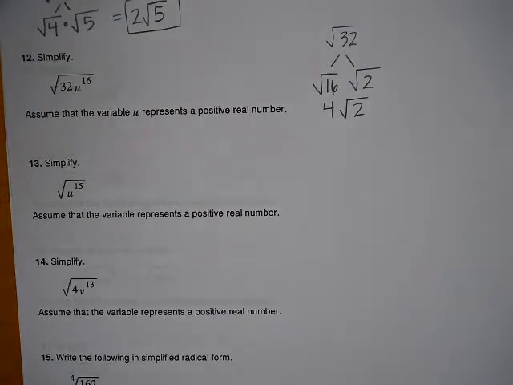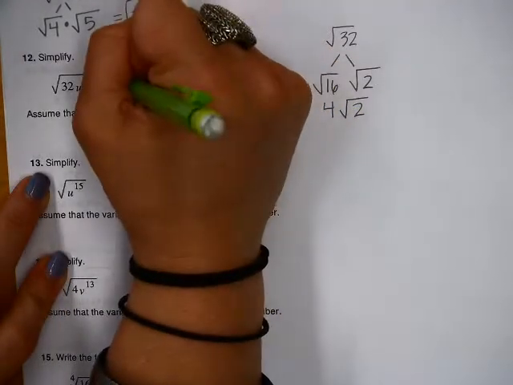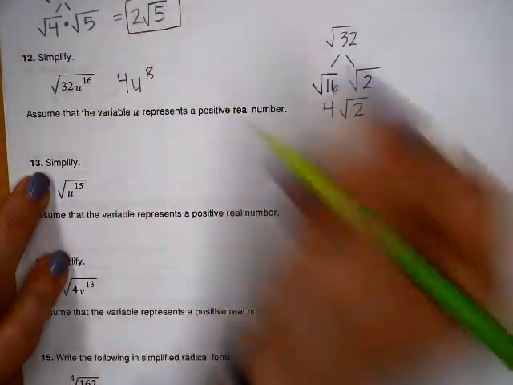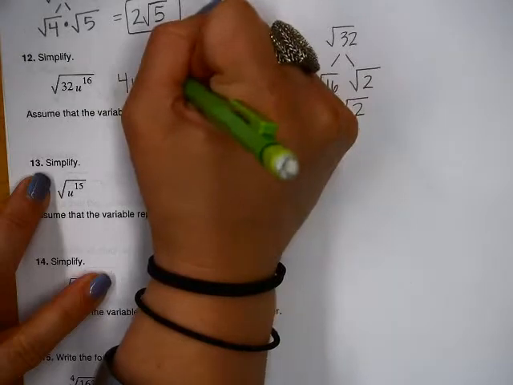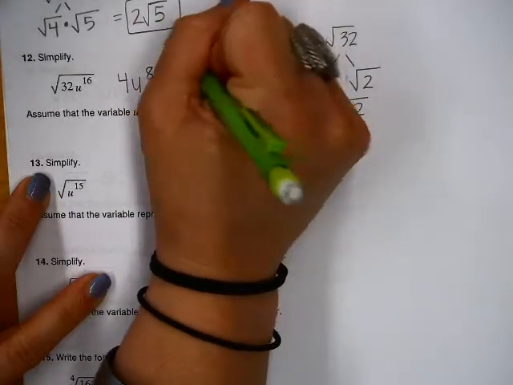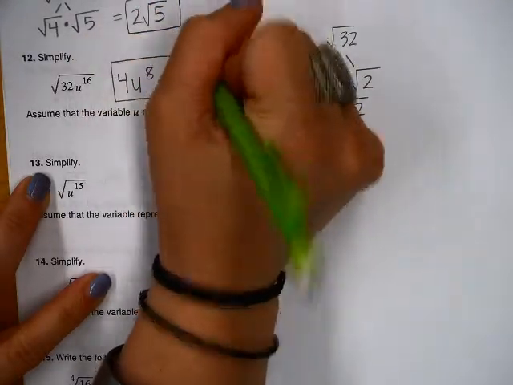Times the square root of 2. All right, and then what about your variables? If I have u to the 16th and I'm taking the square root, then power over root, I have 16 over 2, so that gives us what? U to the 8th, right? So that means I have 4 u to the 8th on the outside and the square root of 2 on the inside.